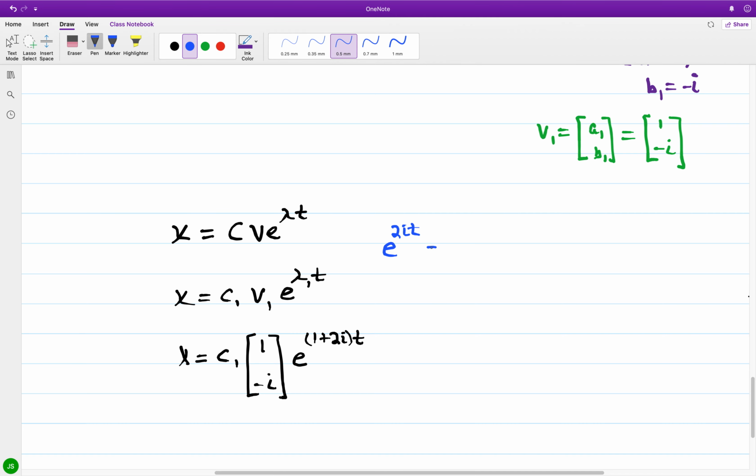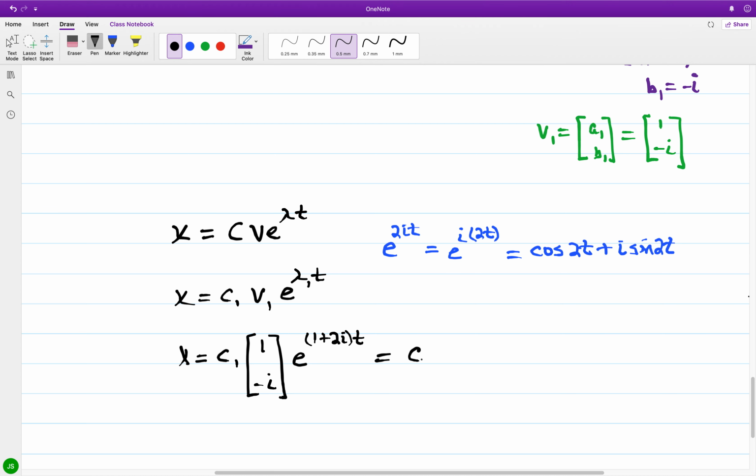And let me mention, just adopting what we have from the Euler equation, in case you have e to the 2i times t, and I factor out the i, just like from the Euler equation, you have e to the i times the angle, and that's going to be equal to the cosine of 2t plus i times the sine of 2t. Okay.